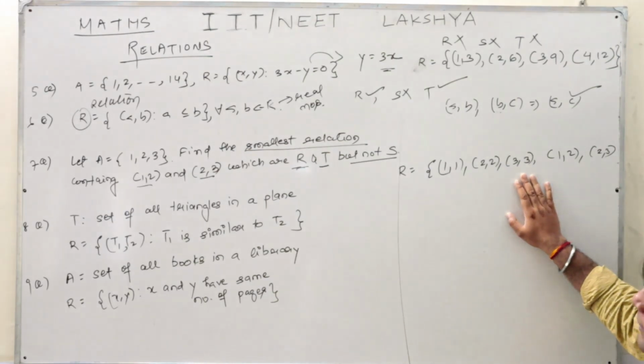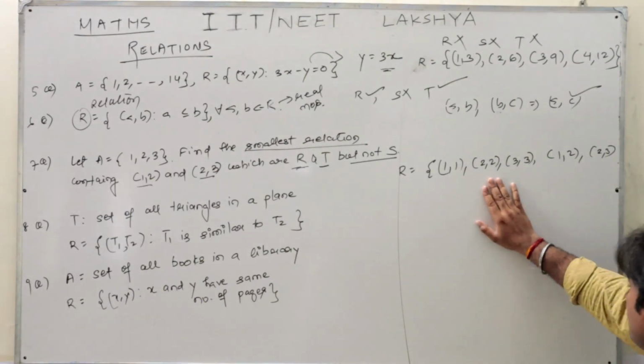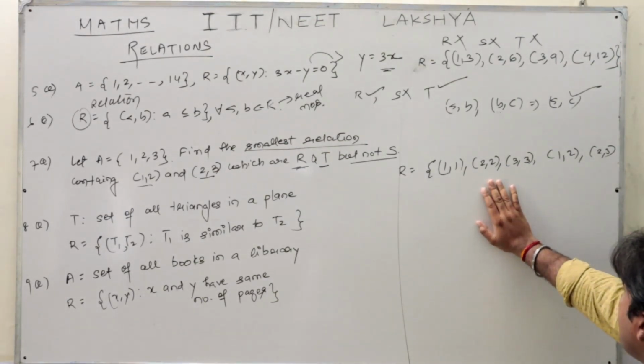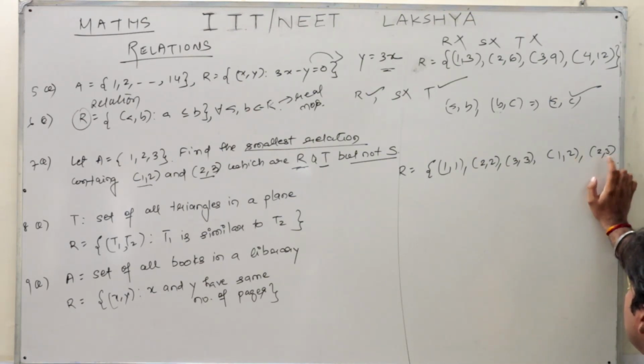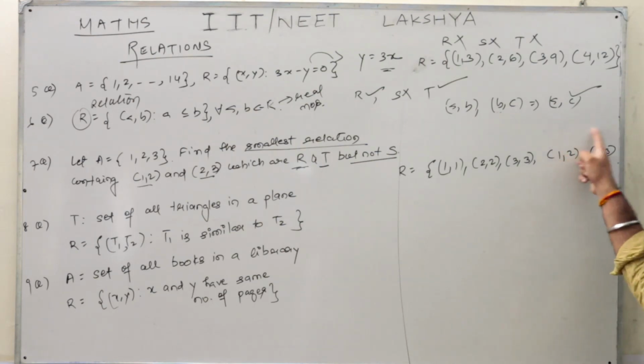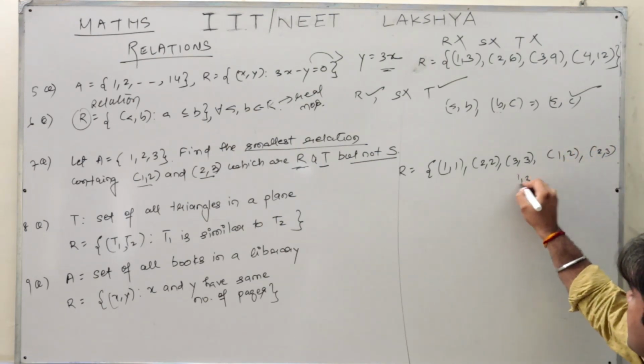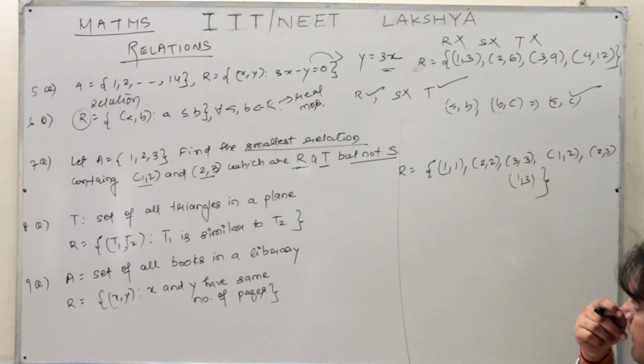Now we need to make it transitive. So if you see carefully, (1,2) is there, (2,3) is there. But where is (1,3)? So I am adding (1,3). When I add (1,3), it becomes transitive also.